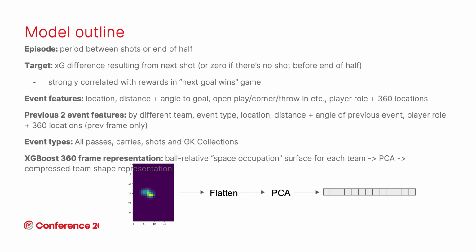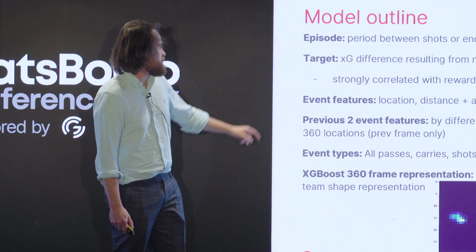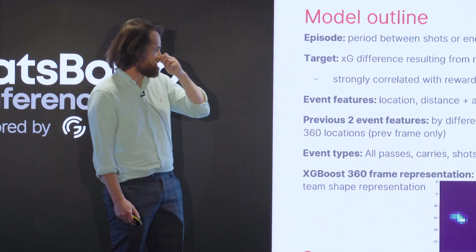The model is based on a fairly basic set of event features, with some information about the previous two events. The only event types I've included are what we call in our OBV model true possession states, things that indicate that the team is in control of the ball, basically. The target is the expected goal difference resulting from the next shot.